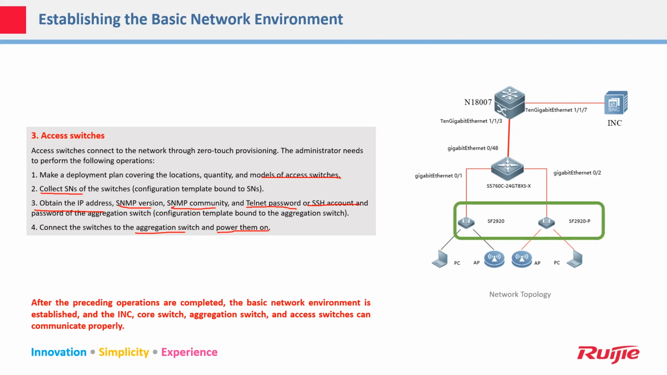After the preceding operations are completed, the basic network environment is established, and the INC, core switch, aggregation switch, and access switches can communicate properly. This is the whole process of establishing the basic network environment.